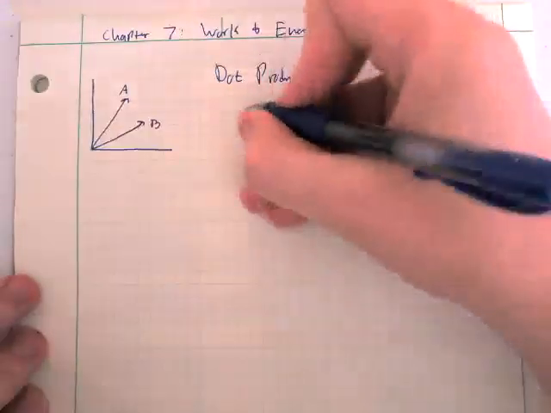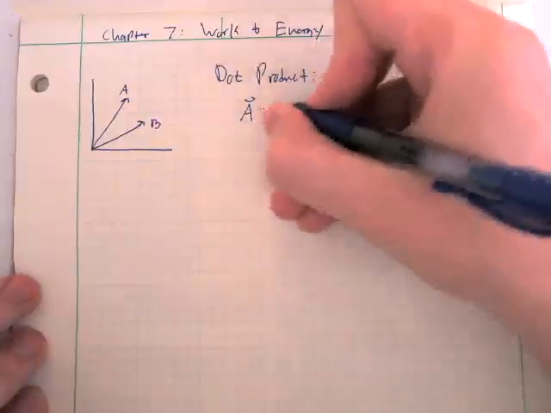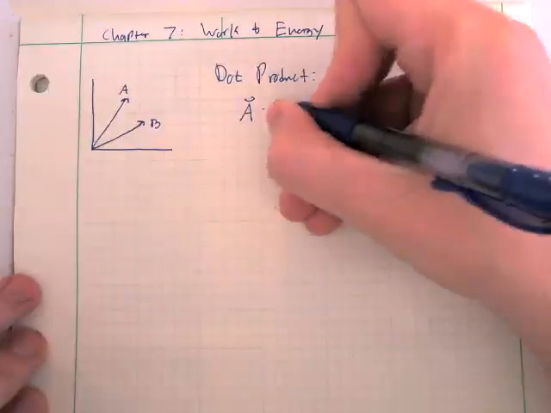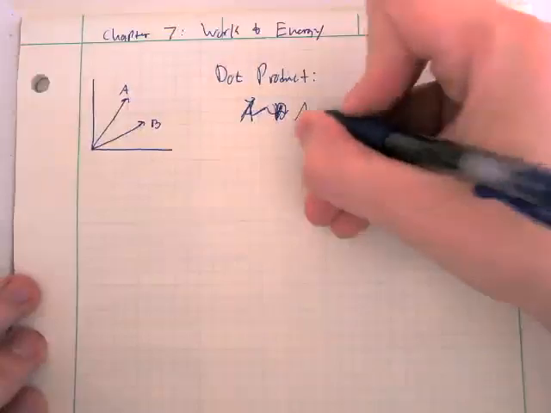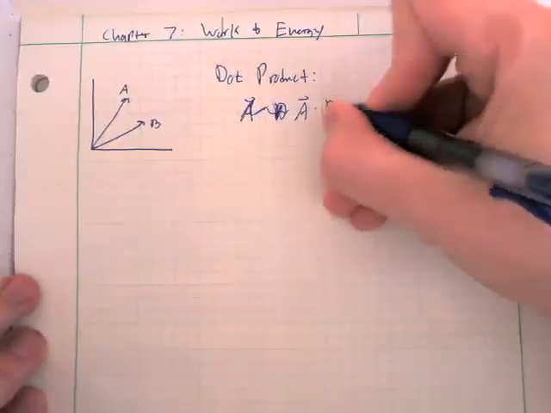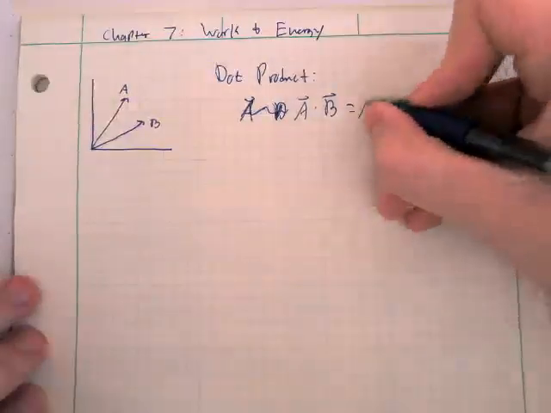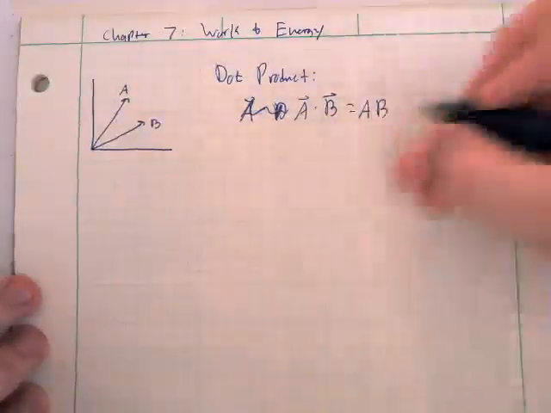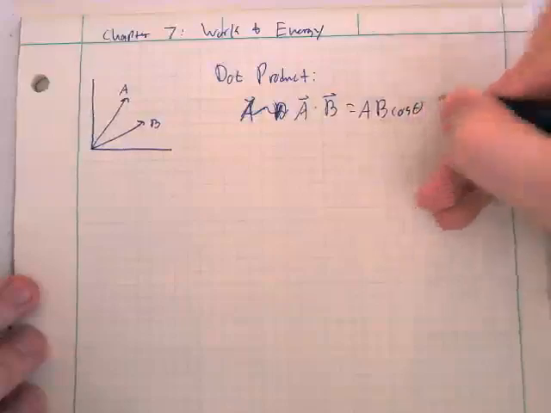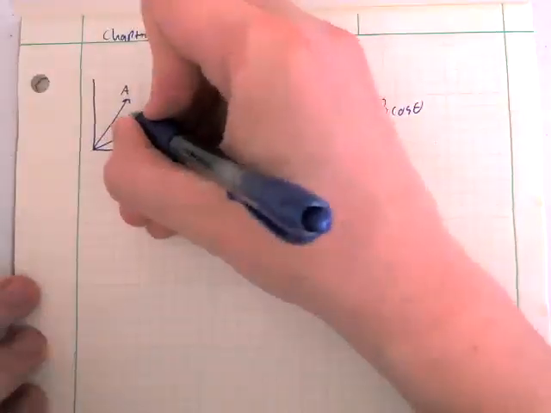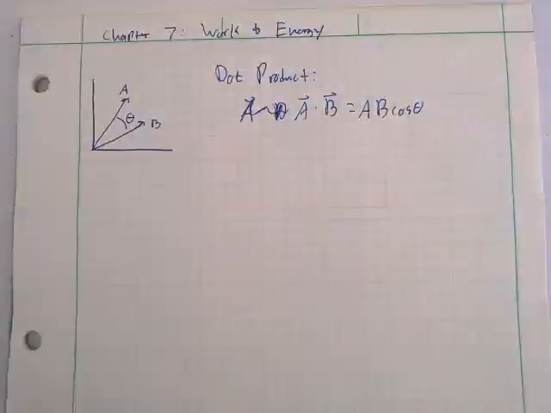So in that case, the way we would do this, we'd write this as this. We have vector A dotted with vector B. What we're going to say is that this is equal to the magnitude of A times the magnitude of B times cosine of the angle between them, right? So this is just one way that we can multiply.